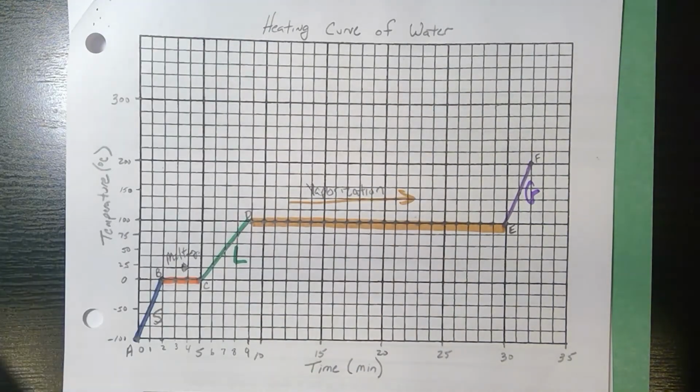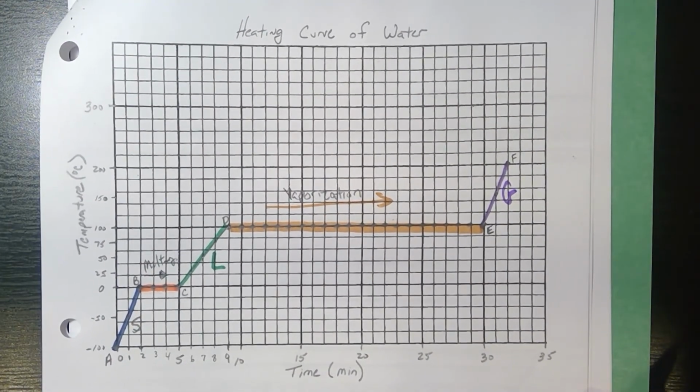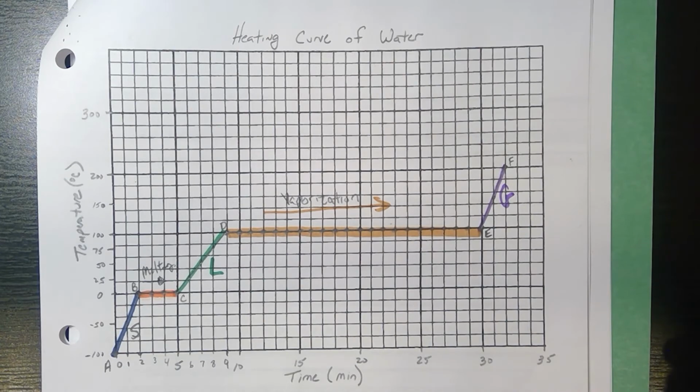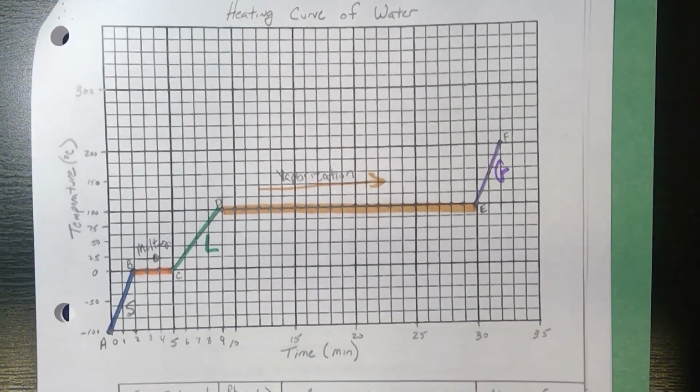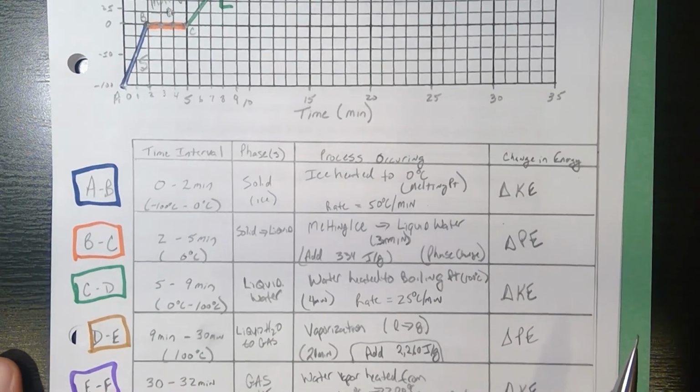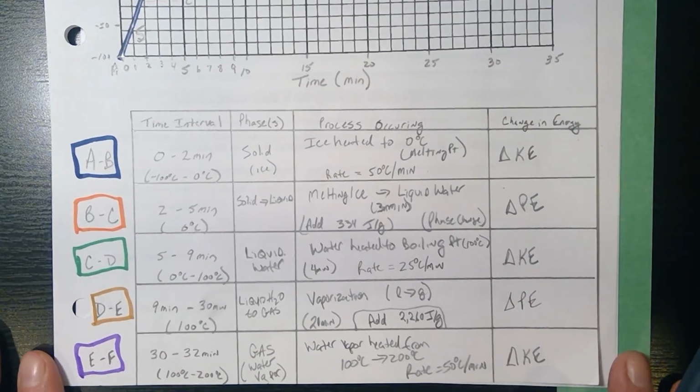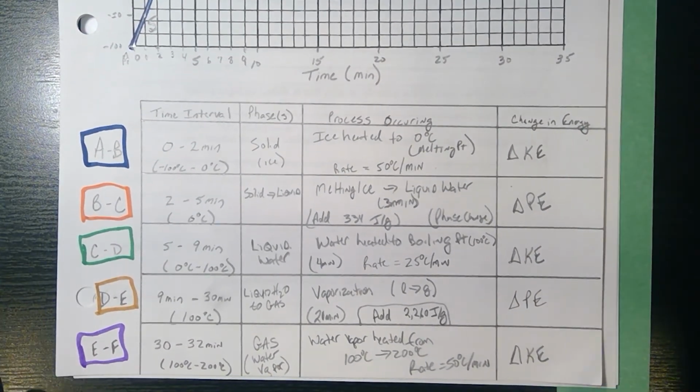So we're going back to your graph. Your graph should look something similar to this. Okay, there's 3 slanted sections for solid, liquids, and gases. The temperature determines the phase. Okay, you should know that during a phase change, the energy that's added is called latent heat, and it's a change in potential energy.